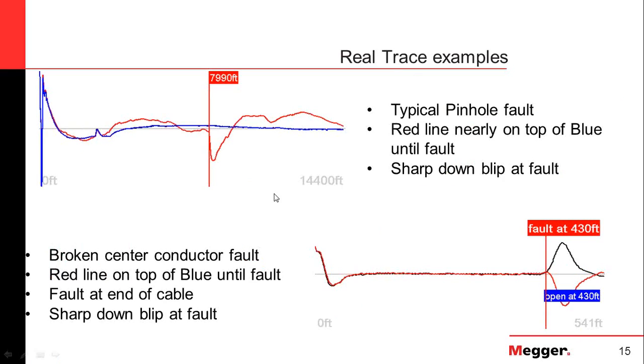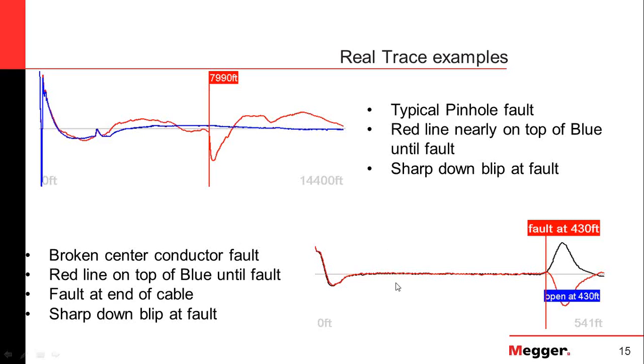Here's some real examples. Up here in the top right-hand side, you can see we have a fault out almost at 8,000 feet. And if you look reading from left to right, you can see the red and the blue trace track each other. They even track each other right through some type of splice or impedance change. Blue's tracking a little bit, but out here at about 8,000 feet, we have this very characteristic V shape. That's what we're looking for. This would be representative of a typical pinhole fault in the insulation. Again, the red line is tracking the blue line, and at some point there's that sharp downward blip.